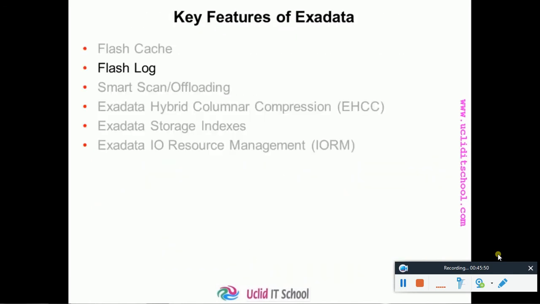By default, 512 MB of the flash storage is configured as flash log. That 512 MB is the default setting. If you want, you can increase or decrease that manually. But by default, out of the terabytes of flash storage available, 512 MB is configured as flash log.